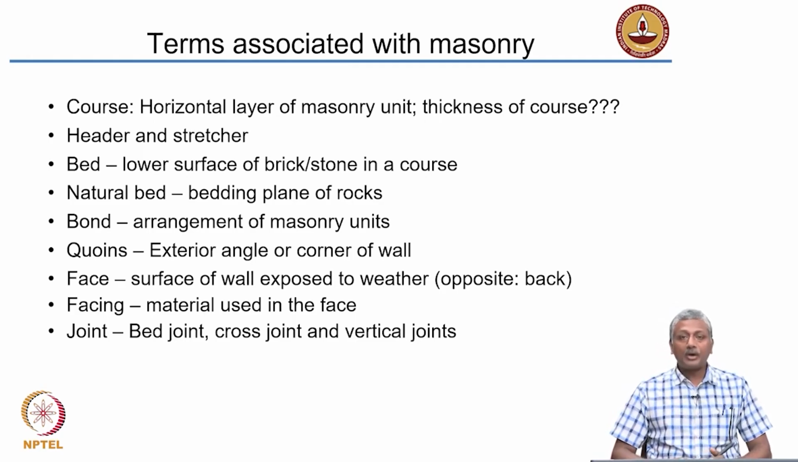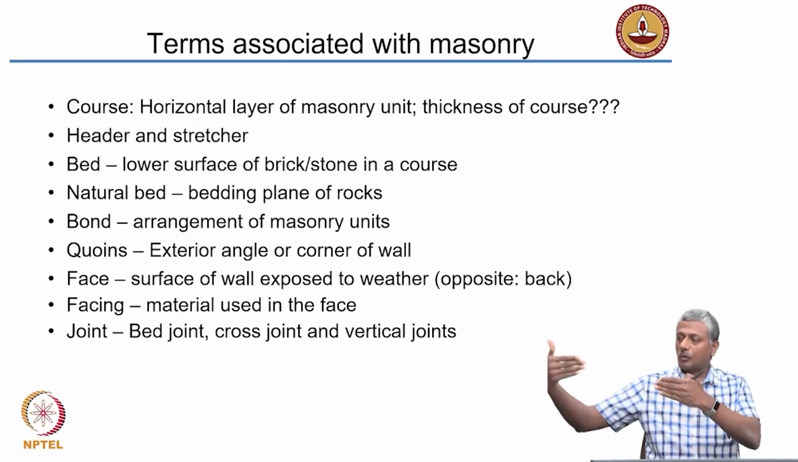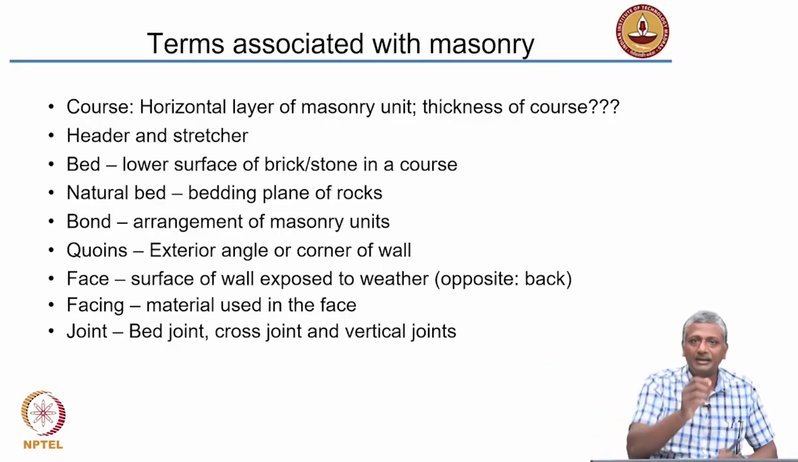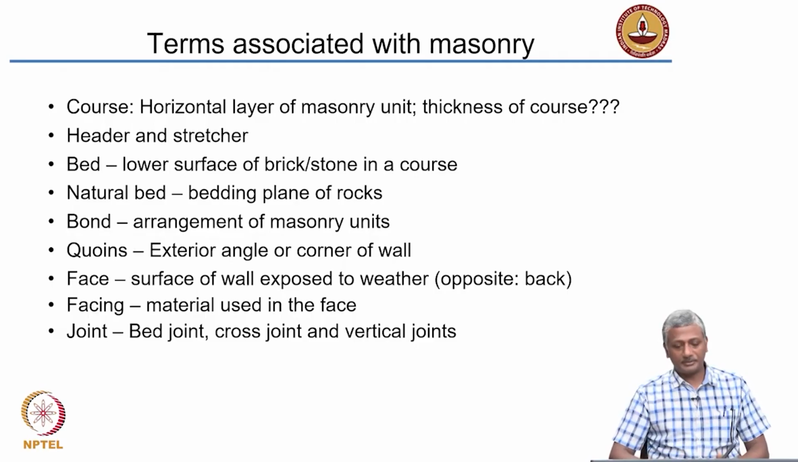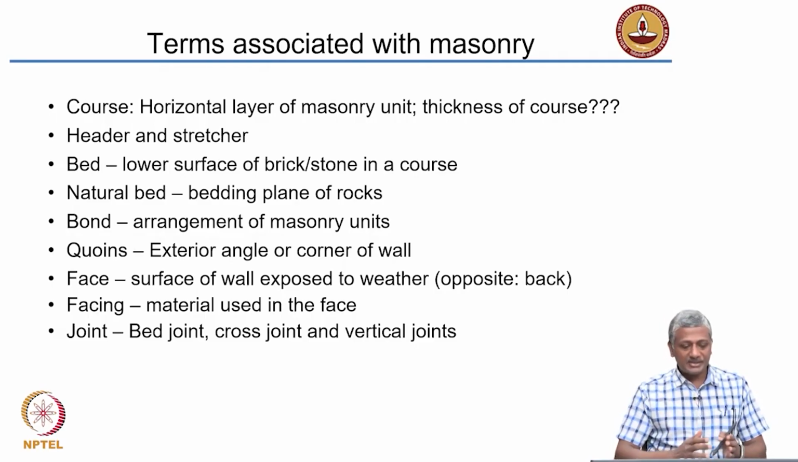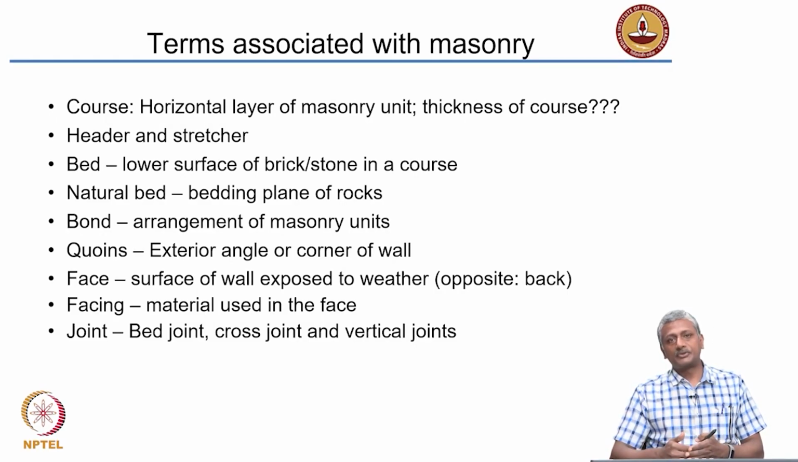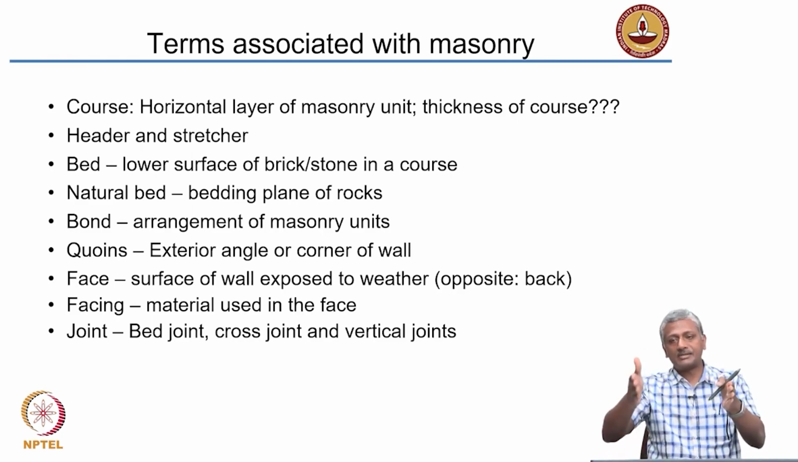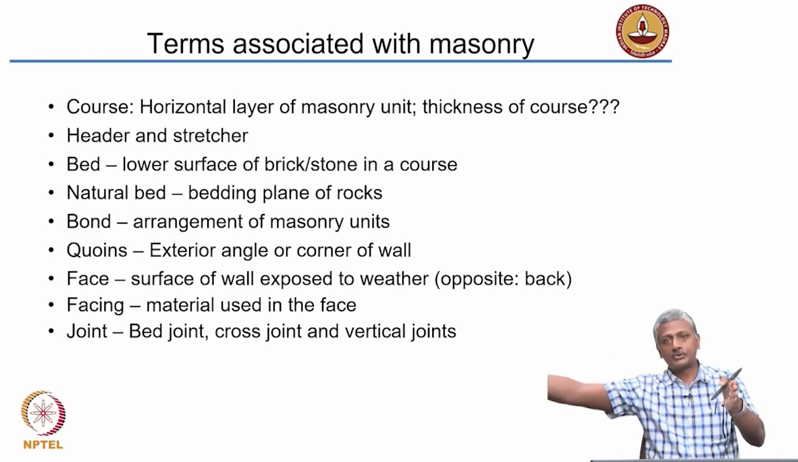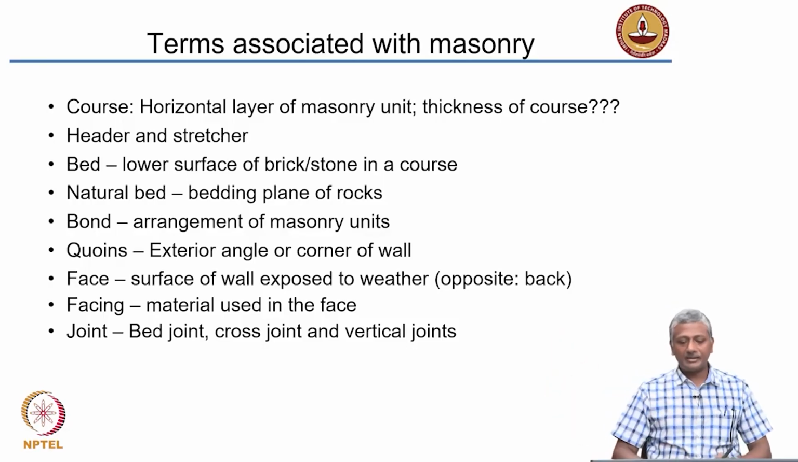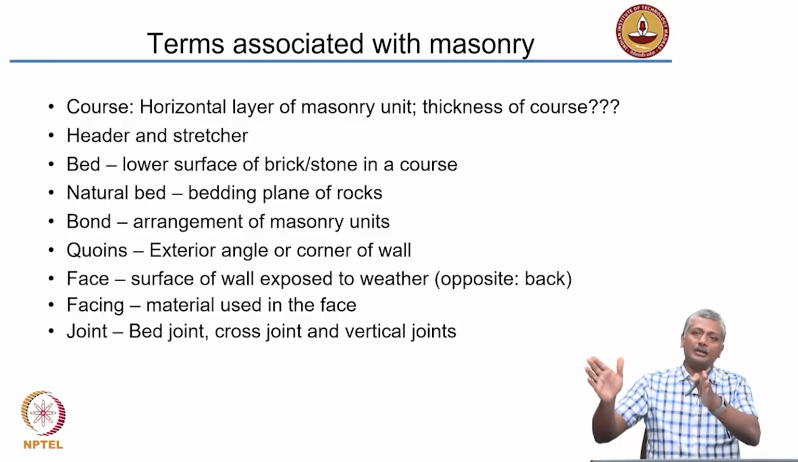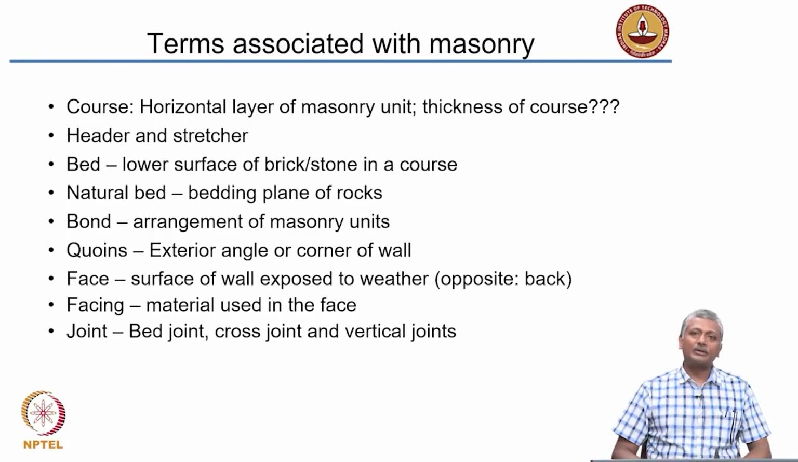Okay. A coin, as I said earlier, is the exterior angle or the corner of the wall. So, if the wall comes like this and it turns like this, the point of the corner is called the coin. Okay. A face is the surface of the wall that is exposed to the weather. So, you have an interior wall and an exterior wall. Exterior wall is exposed to the weather, and that is called the face of the wall. The back side is called the back of the wall.